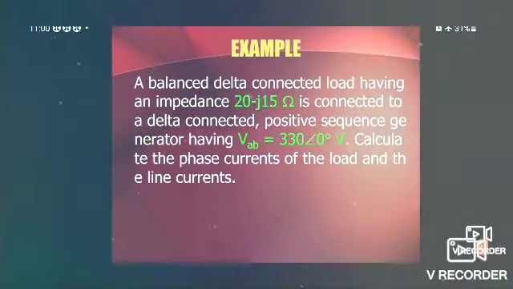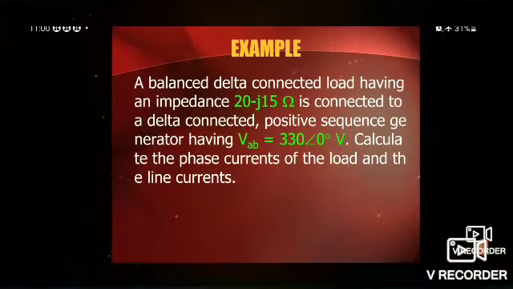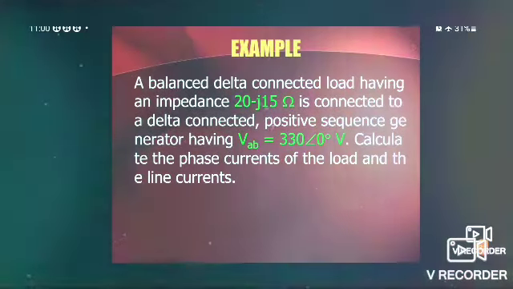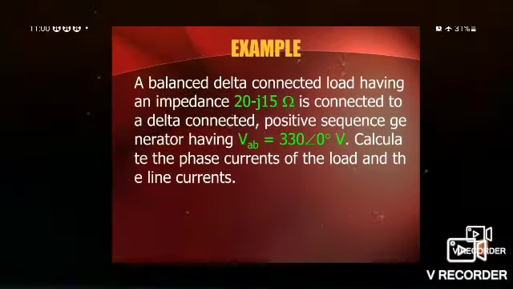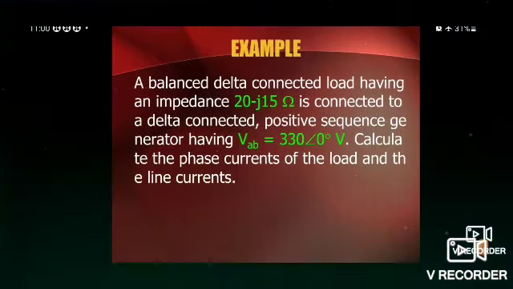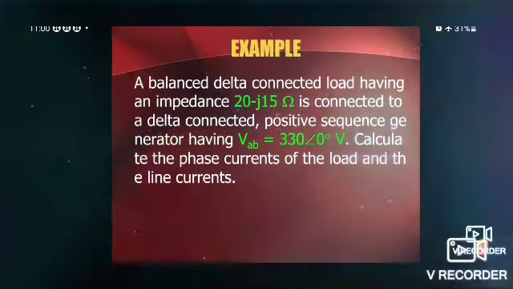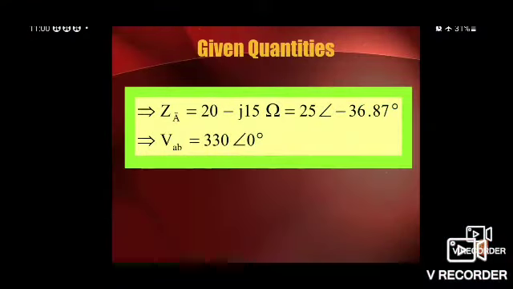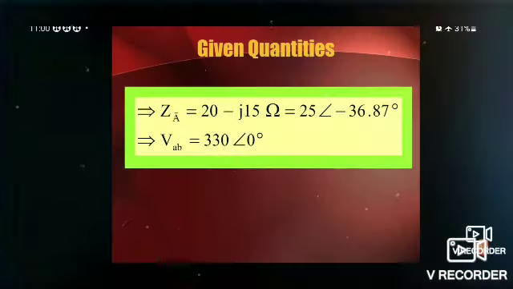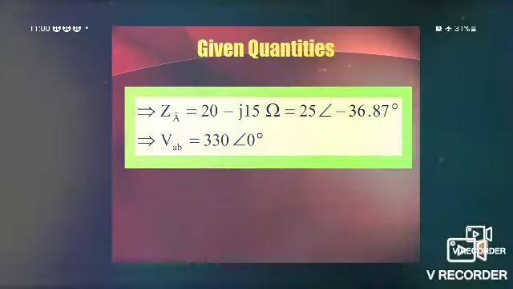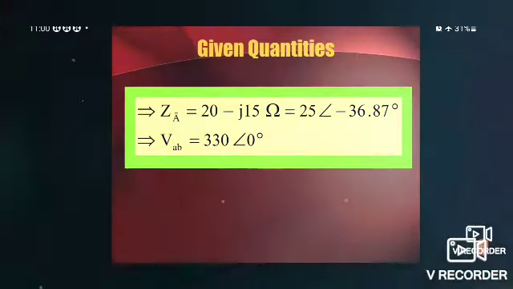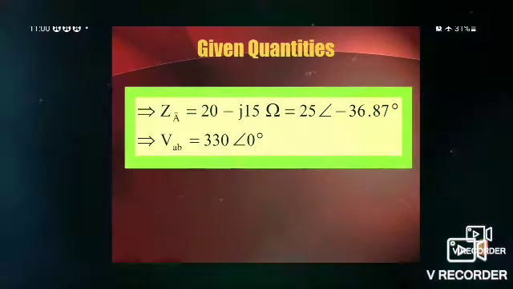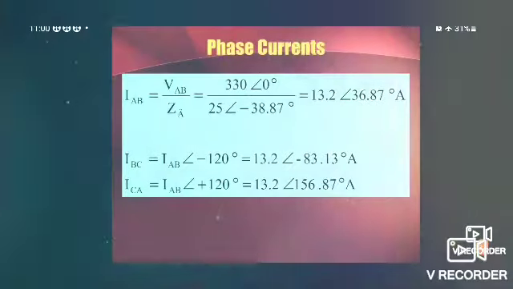See the example. A balanced delta connected load having an impedance of 20 minus J15 ohms is connected to a delta connected positive sequence generator having VAB of 330 with angle 0 degrees volts. Calculate the phase currents of the load and the line currents. So the answer: ZA is 20 minus J15 ohms. If you change the rectangular into polar form, 25 with angle minus 36.87 degrees. Therefore, VAB is 330 with angle 0 degrees.